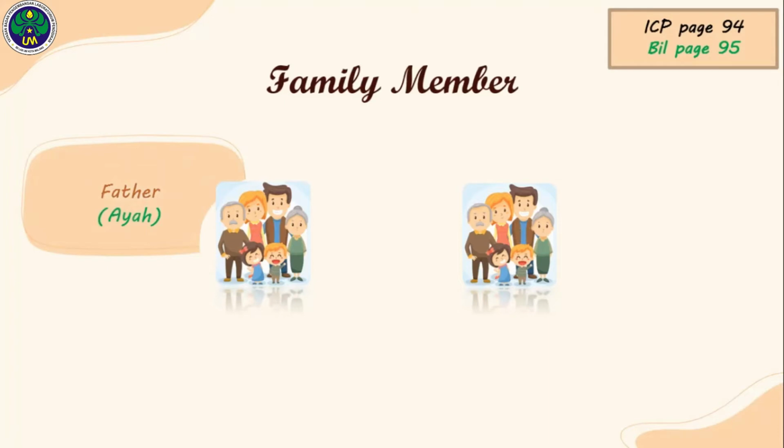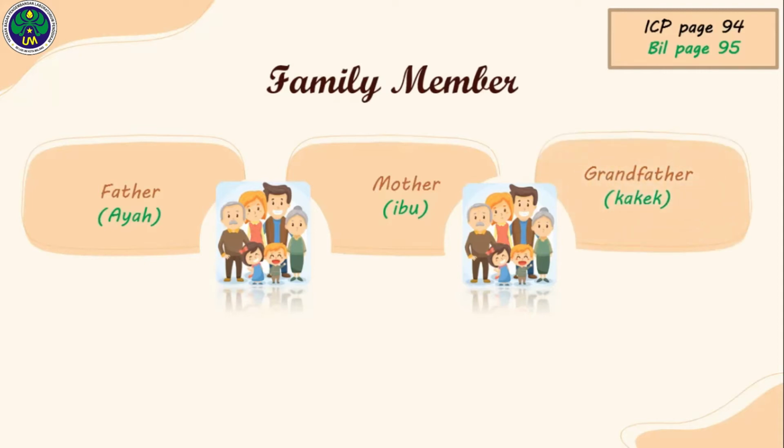Okay, father, ayah, or we can say dad, ayah. And then, mother, ibu, or we can say mom, ibu. And then, grandfather, kakek, or we can say grandpa. And then the next one is grandmother, nenek, or we can say grandma. Okay, and then, who else?